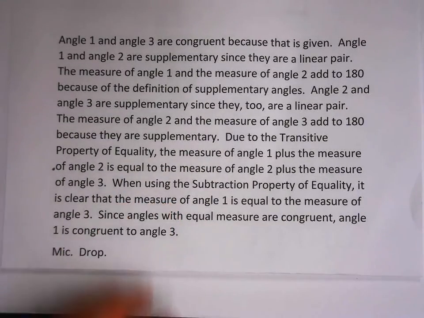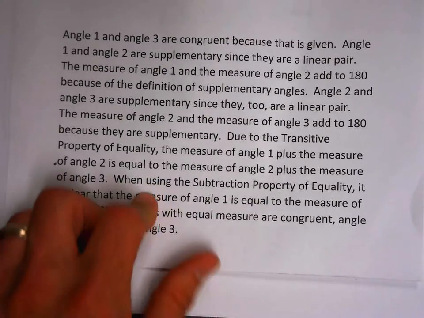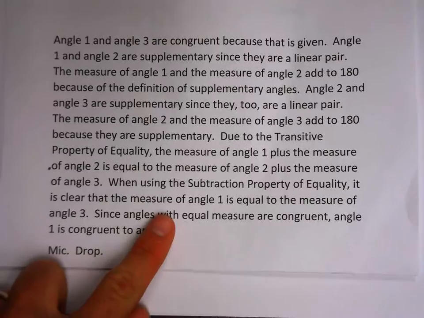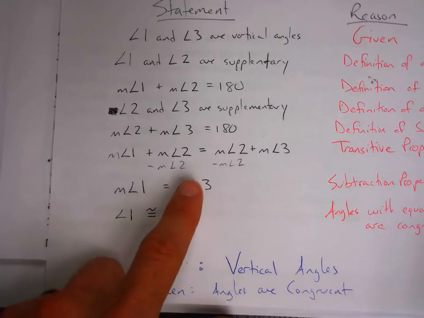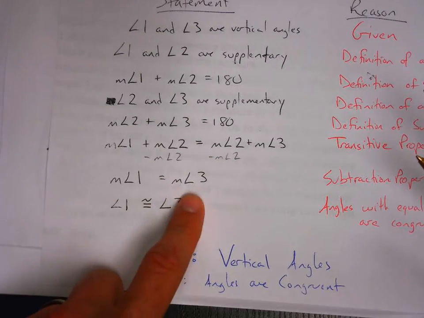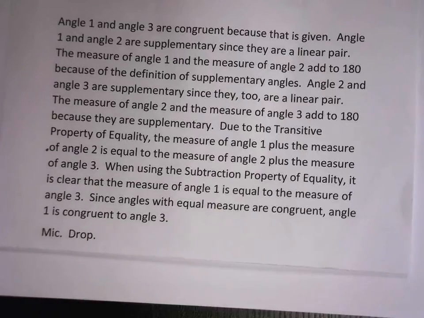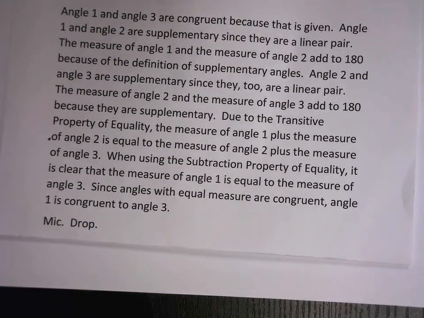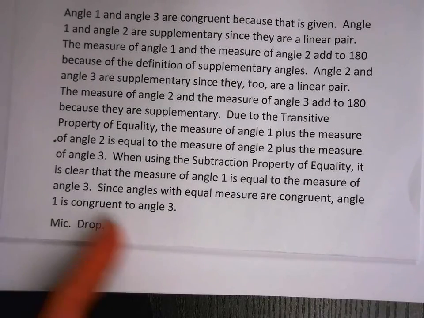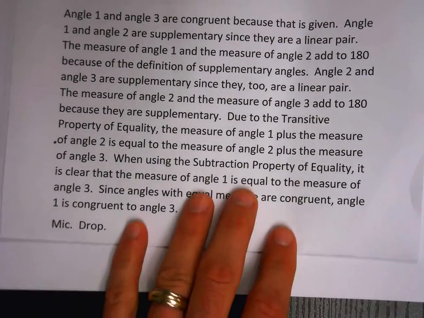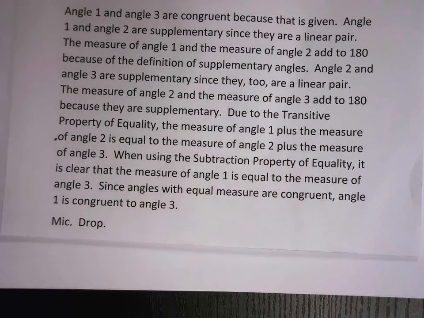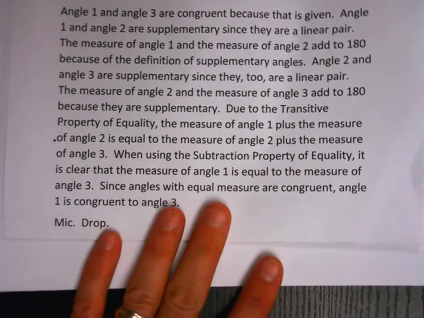And then again, I play around with it. When using the subtraction property of equality, it is clear that the measure of angle 1 is equal to the measure of angle 3. That's what I wrote here. You can totally do that. And then you put the final kibosh on it. You say, well, since angles with equal measures are congruent, angle 1 is congruent to angle 3. We've established the two measures are equal in the previous sentence, and then bam, we finish it off, and you can write mic drop at the end.